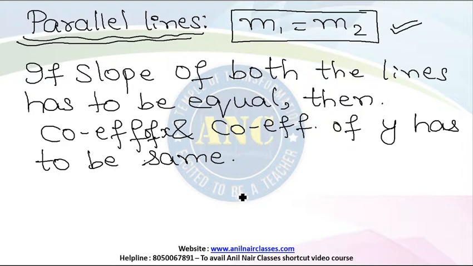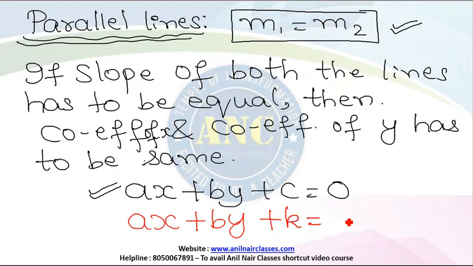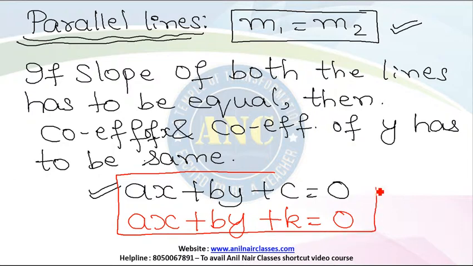In simple language, suppose there is a line ax plus by plus c is equal to 0. There is another line which is parallel to this line. The equation of the line parallel to ax plus by plus c is equal to 0 will be of the form where the coefficient of x is the same and the coefficient of y is the same, but the constant can differ. The coefficients of x and y should definitely be the same. These two lines are said to be parallel lines.